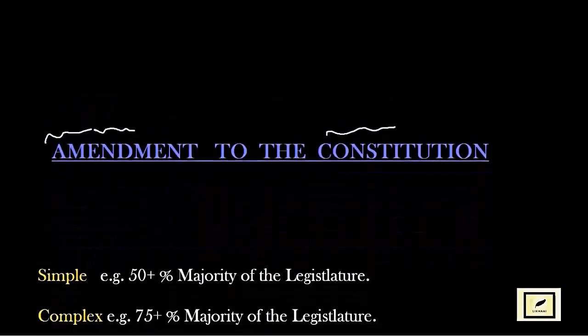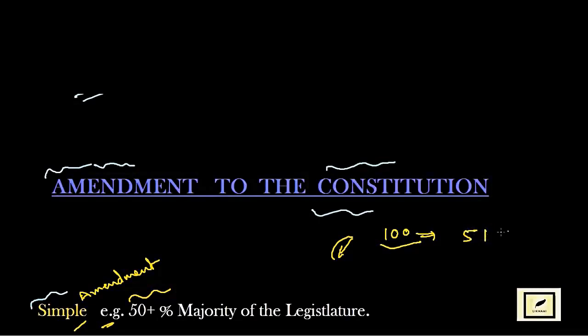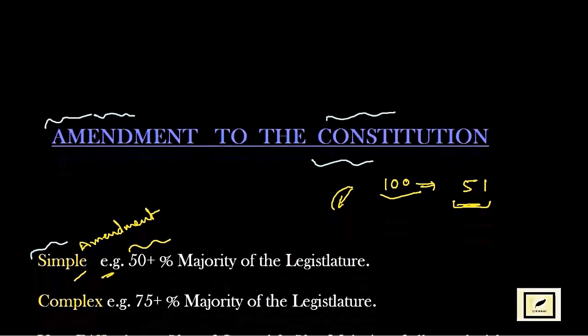To amend the constitution, there is a level of difficulty. The first case is a simple amendment, where for example, a 50% majority of the legislature can change the constitution. Let's say in a legislature there are 100 members of parliament or 100 congress people. Then out of those 100, 51 people minimum are required to amend the constitution. Then that will be called a simple amendment to the constitution.